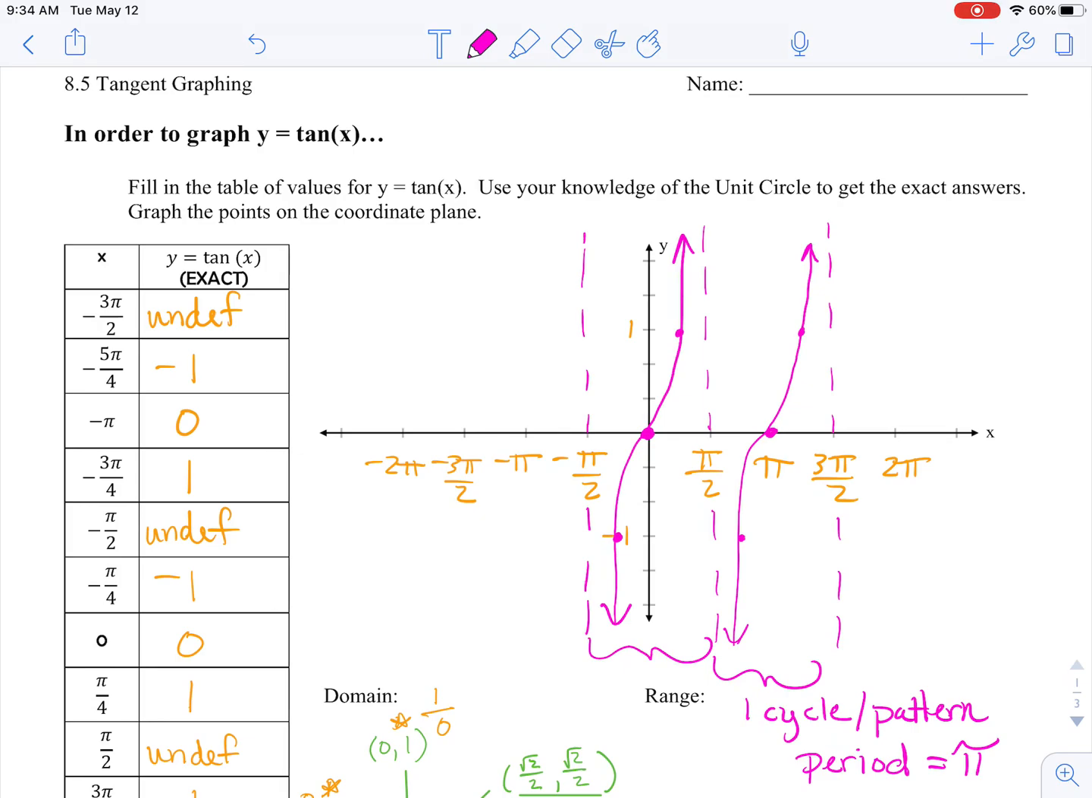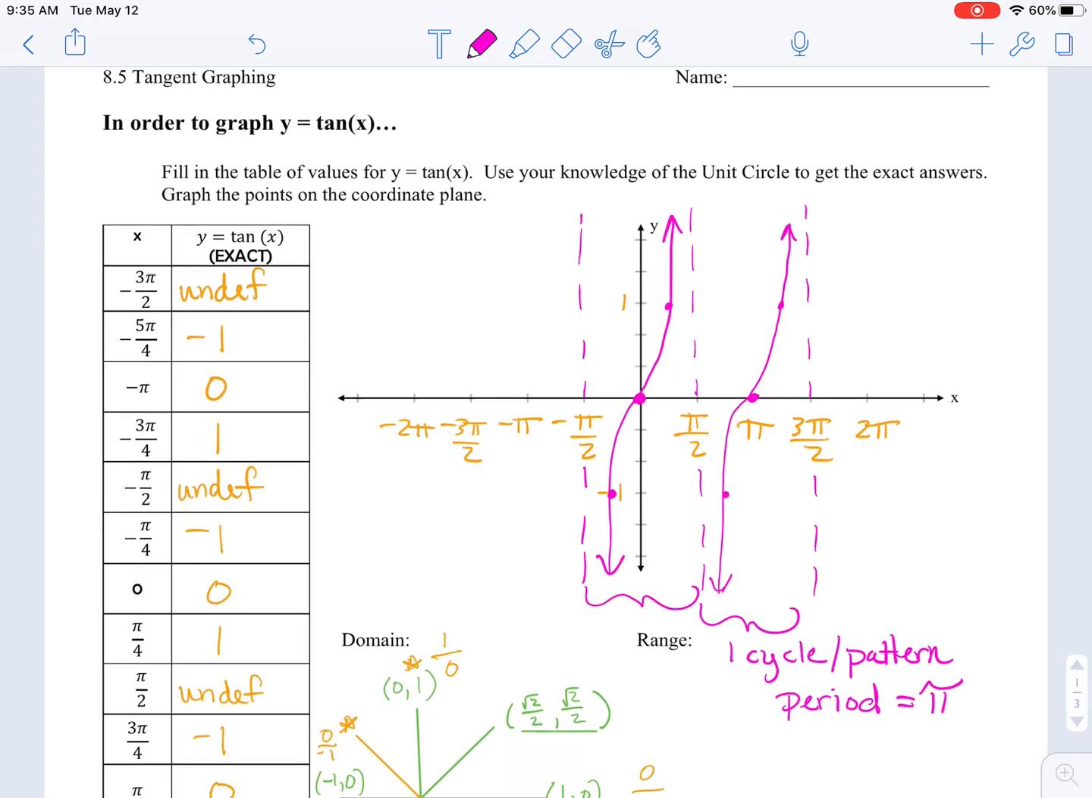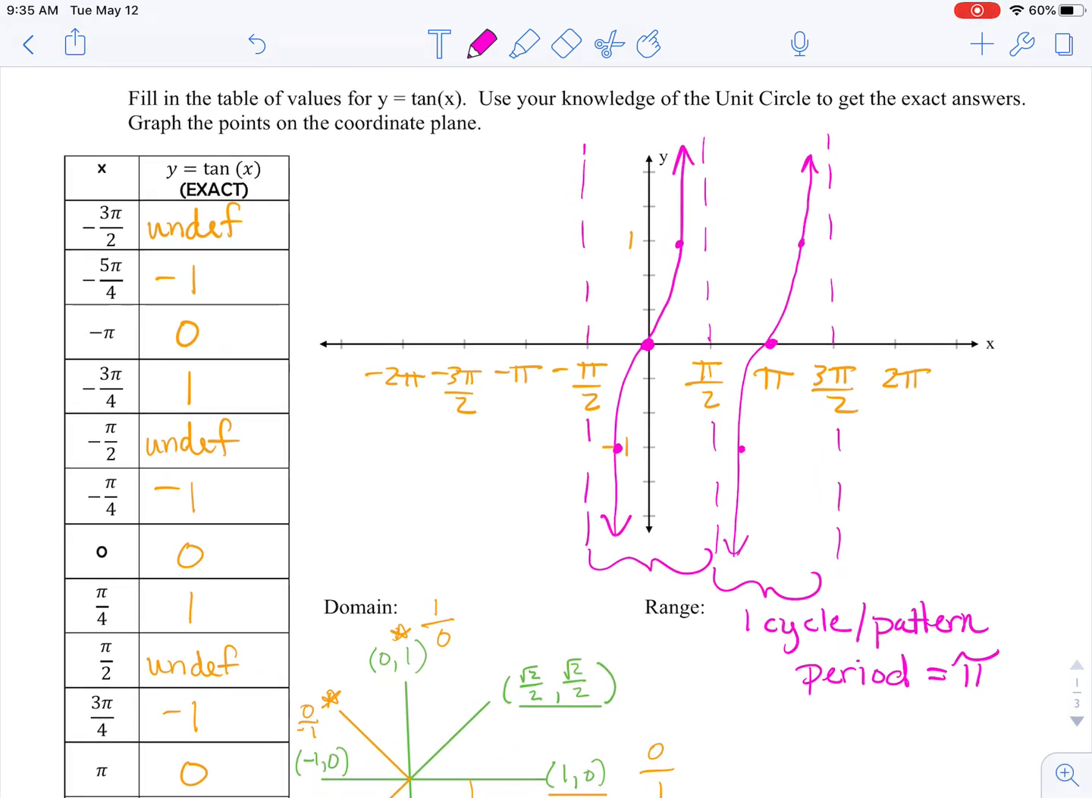So while the sine and cosine graphs needed 5 key points in order to graph their period, notice we only need 2 asymptotes and 3 key points in order to get our tangent graph going. You can keep using these points to get more, or you can apply the pattern. And so what I notice about the pattern is, if there was an asymptote at negative pi over 2, I should see, pi away, which is 2 tick marks away, another vertical asymptote.